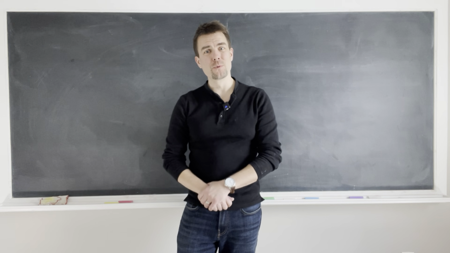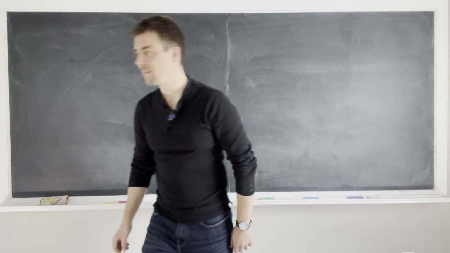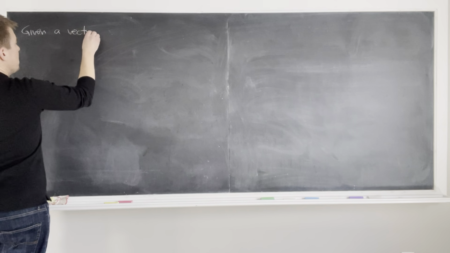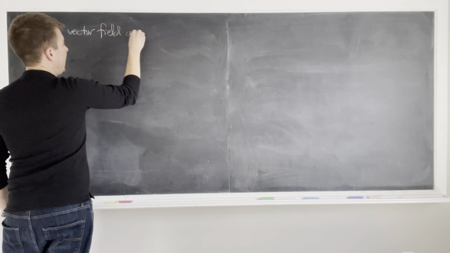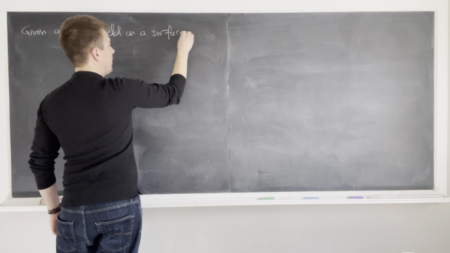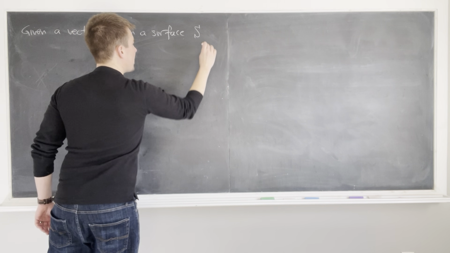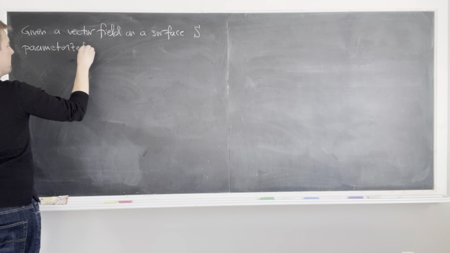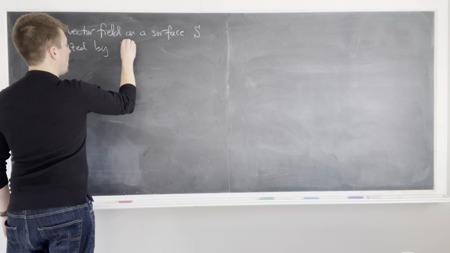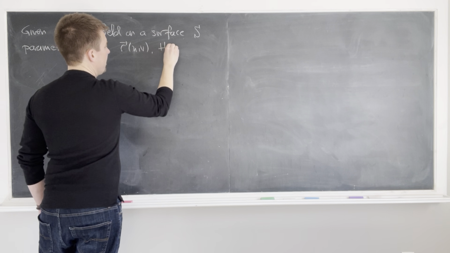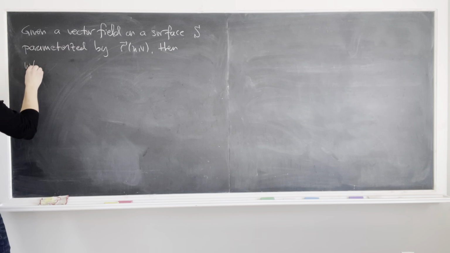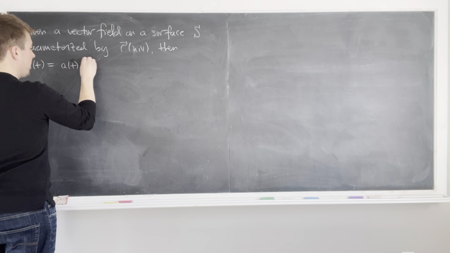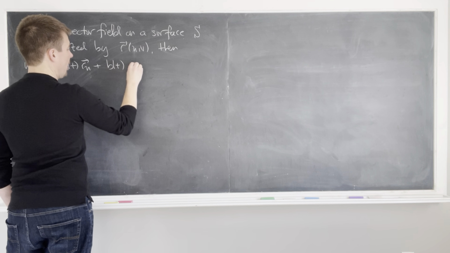Hello students, in this video we'll discuss the algebraic value of the covariant derivative. Let's be given a vector field on the surface S, and we can parameterize this by R of u and v. Then W of t, our vector field, is really A of t R_u plus B of t R_v, like that.